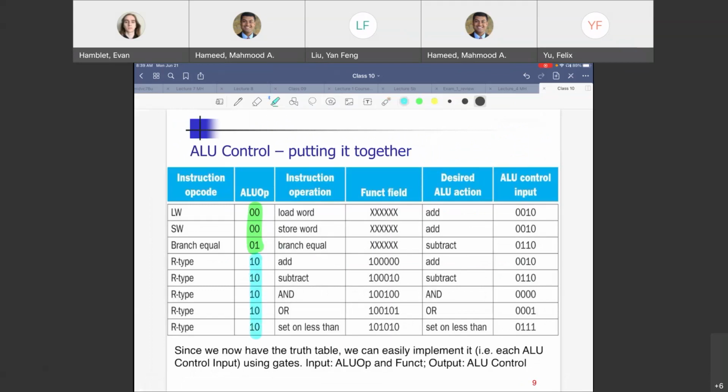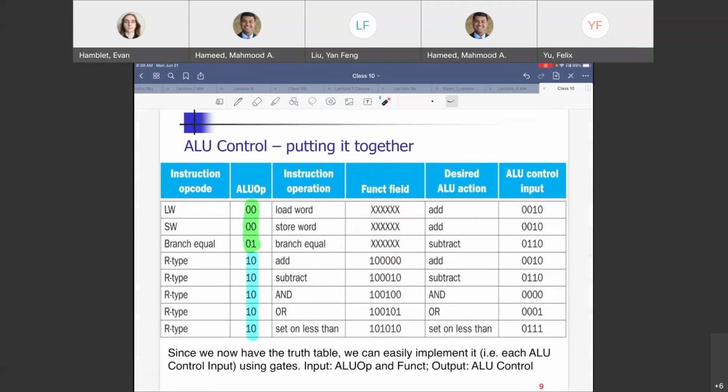Next, what is the operation? Load word here, store word here, branch when equal here. This is add, subtract, and, or, set on less than. Next, function field: doesn't matter, doesn't matter, doesn't matter. Why is that? I type, I type, I type. The last 6 bits are part of the immediate constant, so it doesn't matter there.